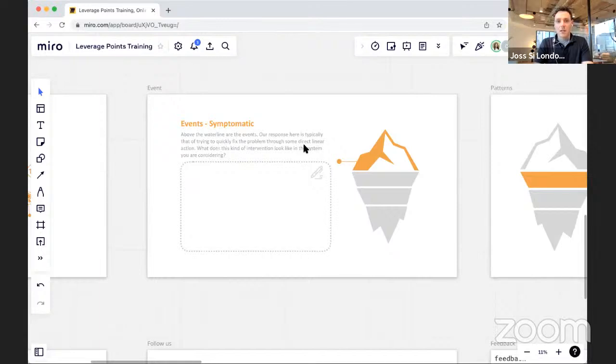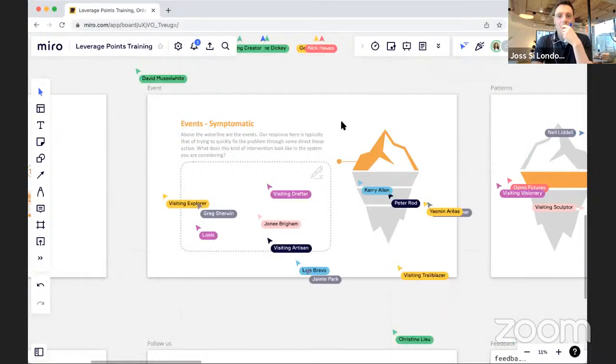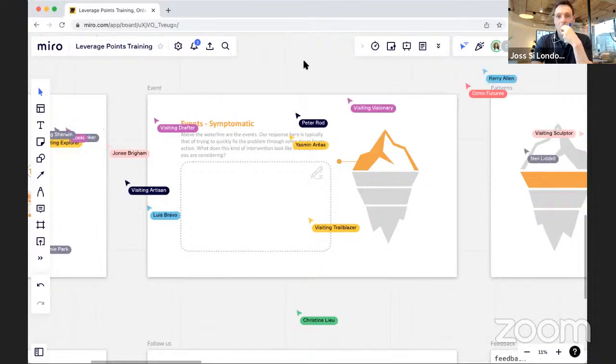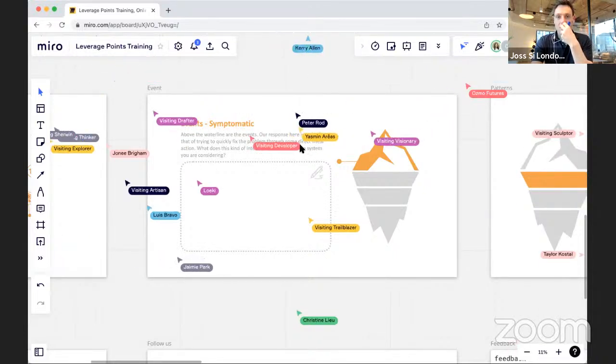So let's grab our stickies and think about this on the symptomatic event level. What might we do about our healthcare systems and this challenge of providing healthcare when it's becoming excessively expensive, on the event level? How would we respond if we were doing it on that level? Let's just take a few minutes to post up our ideas on this level, and then we'll move on.